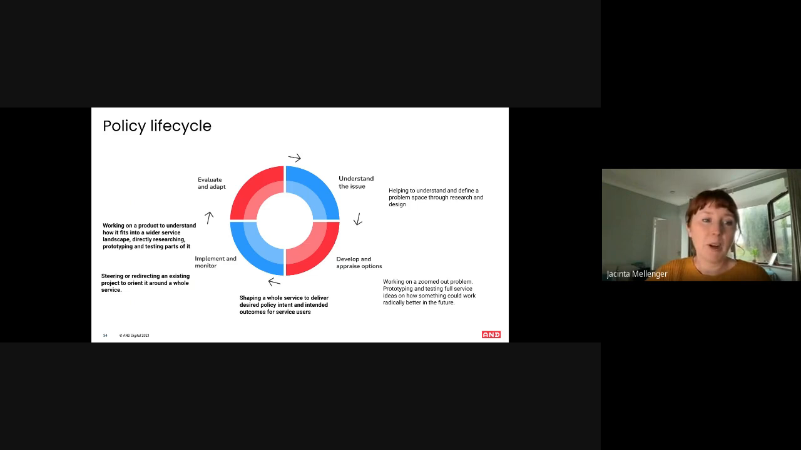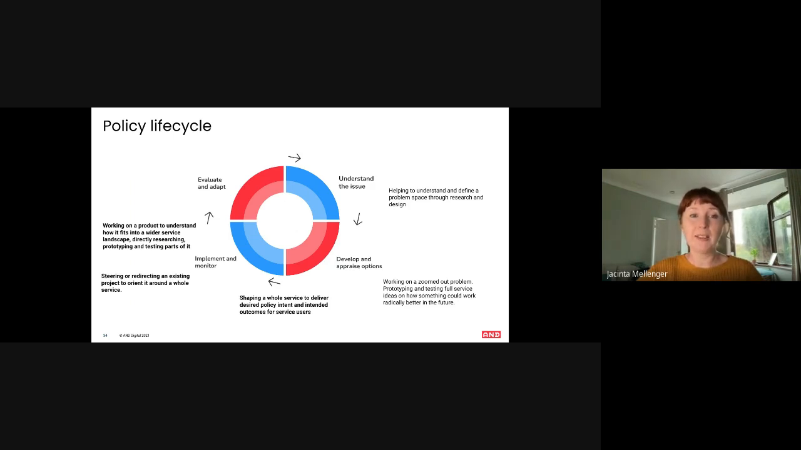The next part we're going to look into is the phase between developing and appraising options and implementing. Here you may be helping to firm up an option to take into delivery. You could be supporting policy, strategy and service owners to influence and define the full offer. You could be bringing key stakeholders on board and increasing shared understanding across departments, or sometimes across organisational boundaries, to understand the problem space.